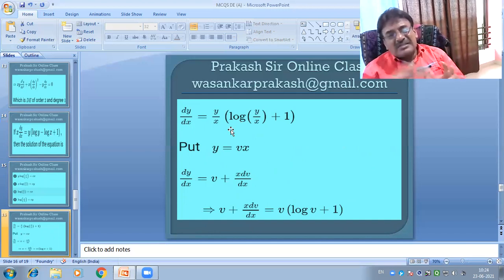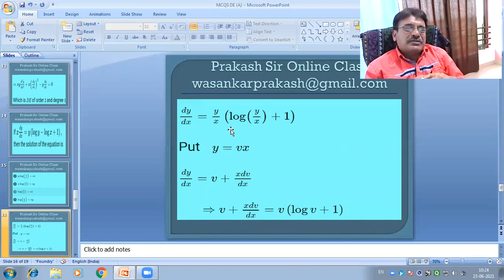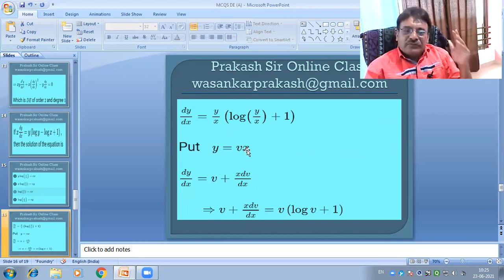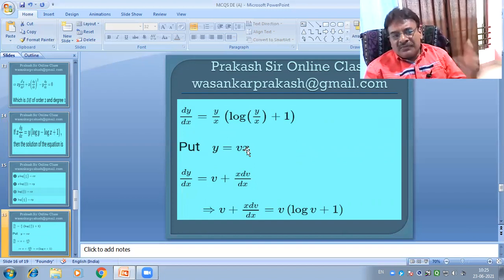To solve the homogeneous differential equation we use the substitution: put y by x equals v, or y equals vx. So we put y equals vx and differentiate both sides with respect to x. So dy/dx equals the derivative of a product of two functions. Again we use the product rule: first function into derivative of second function plus second function into derivative of first function. So first function v plus derivative of second function d/dx of x, that is 1. So 1 into v plus second function x into derivative of first function dv/dx.